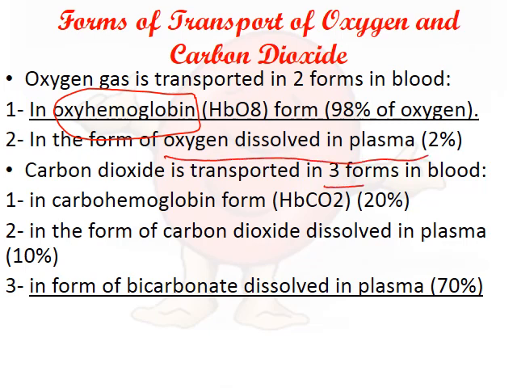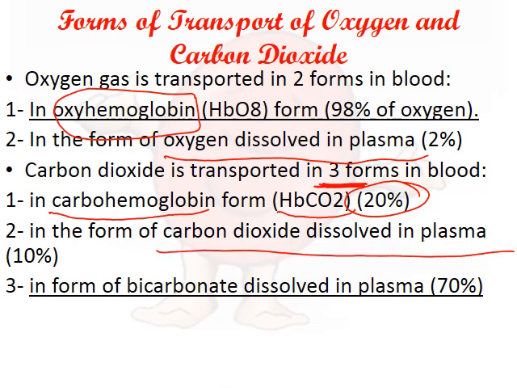While carbon dioxide is transported in three forms. First one is carbohemoglobin, which is HbCO2. It represents 20%. We have carbon dioxide dissolved in plasma, which represents 10%, while the highest percentage is in the form of bicarbonate dissolved in plasma, which represents 70%. So oxygen, two forms, either oxyhemoglobin, HbO8, or oxygen dissolved in blood. While carbon dioxide is transported in three forms. First, carbohemoglobin, second, carbon dioxide dissolved in plasma, and three, bicarbonate dissolved in the plasma.